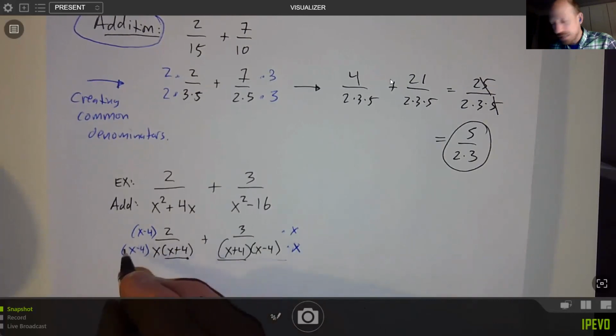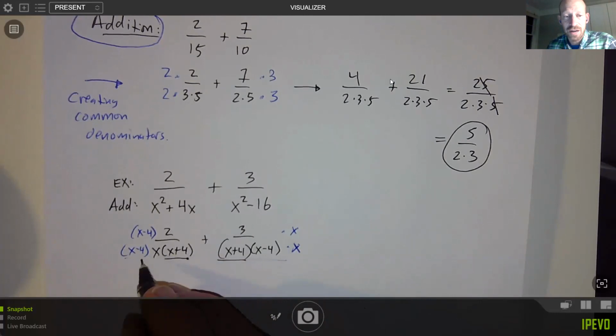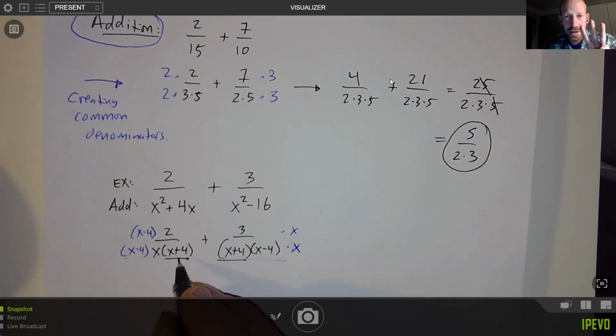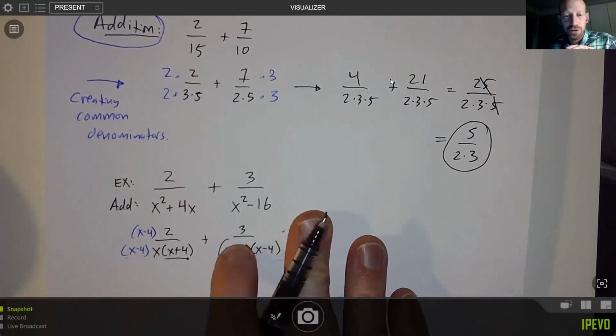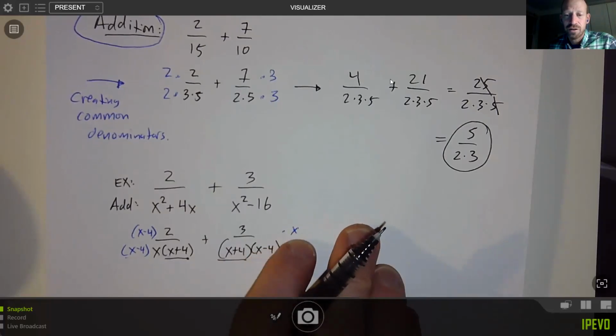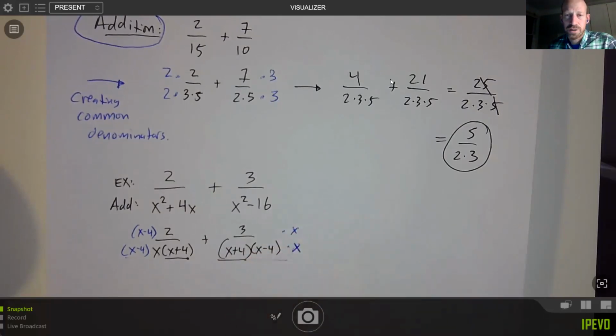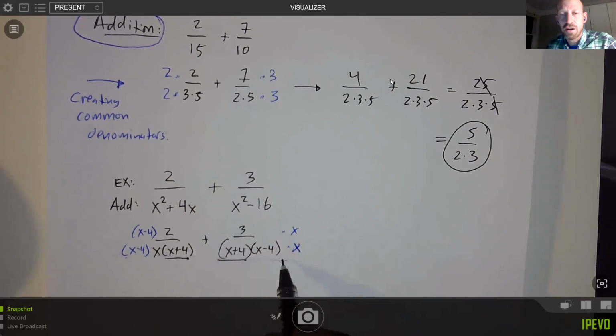So when I look at this denominator here that I've got, I see three factors. I've got an X minus 4, an X, and an X plus 4. Three things. This side, before I did this, had only the X plus 4 and the X minus 4. Only two. So I need to add in that missing factor, which is that X. So now if I look at each of these denominators, they are exactly the same. They all have the same three factors.